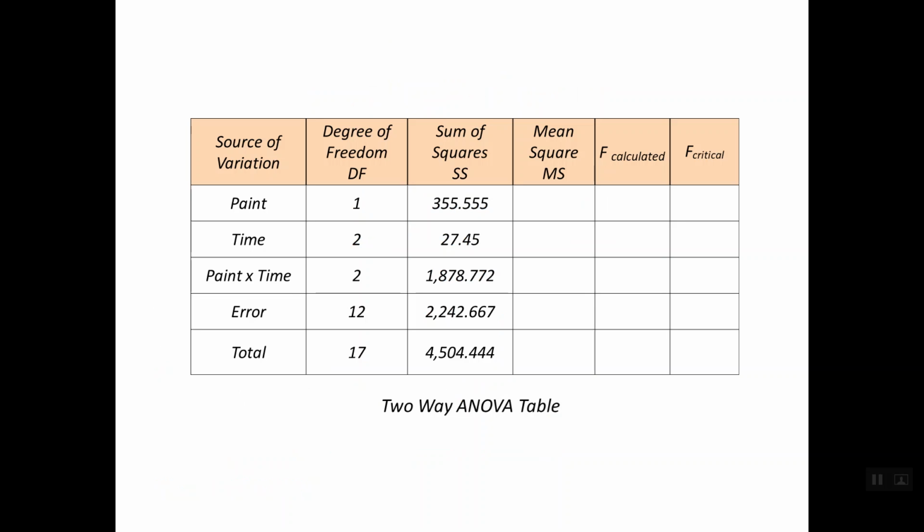So right now we calculated the degrees of freedom and the SS for all of these sources. Now we need to calculate the mean square, which is MS. It's very easy to calculate the mean square. Simply divide the sum of squares by the degrees of freedom related to this SS.